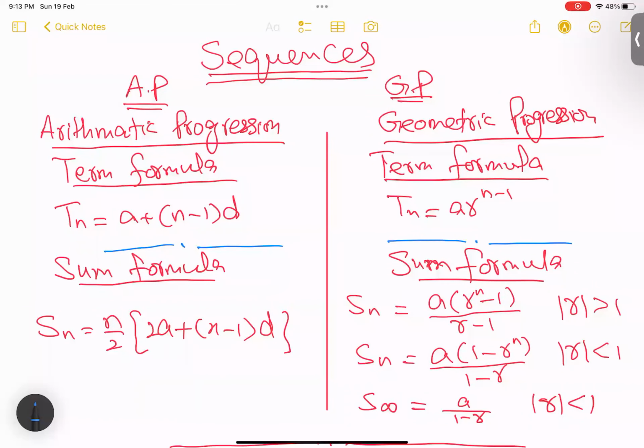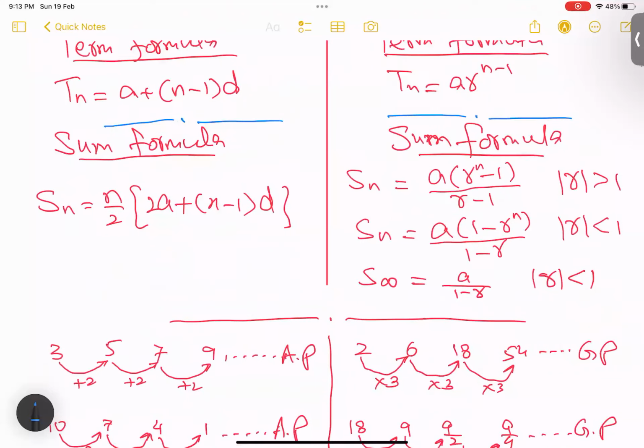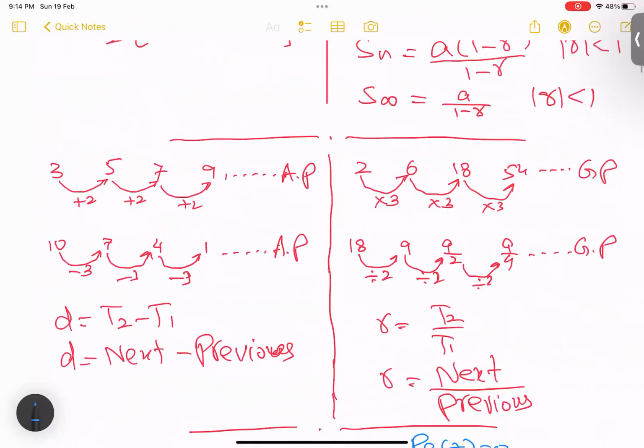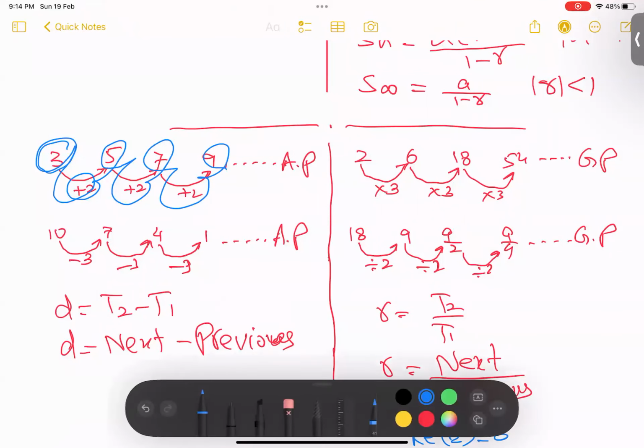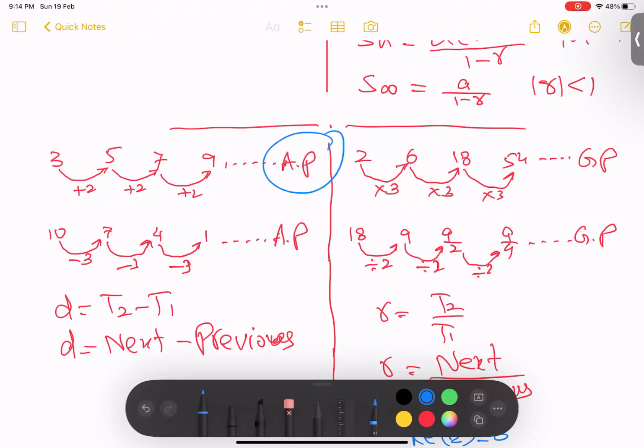Many students don't have an idea about it. No problem. This is a very good idea to explain. Concentrate here. Look here. If I add 2 to 3, I get 5, plus 2, I get 7, plus 2, I get 9. So if I add one common number to get the next term, it is called arithmetic progression.